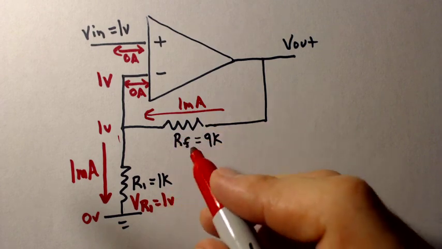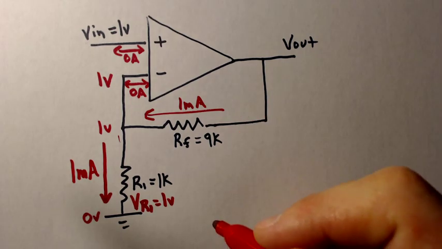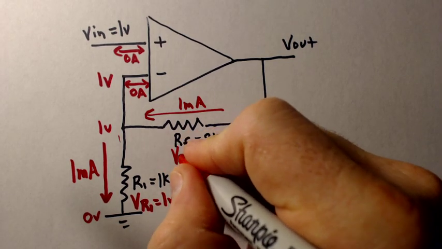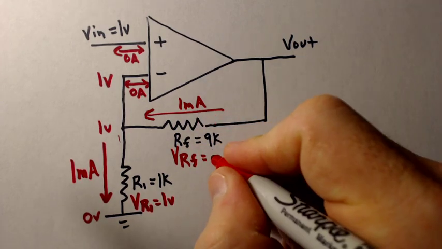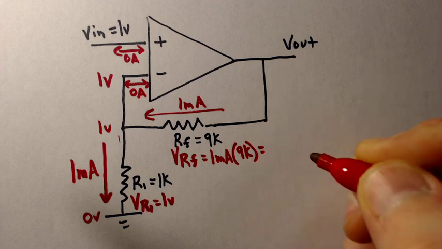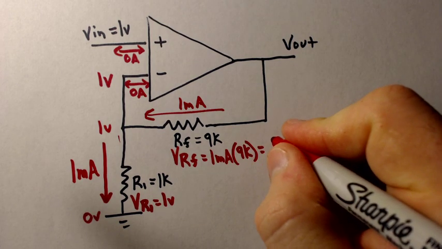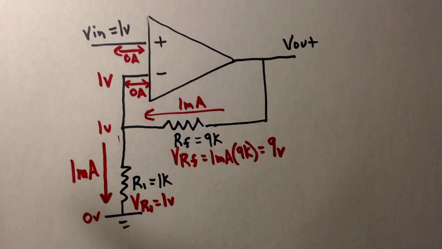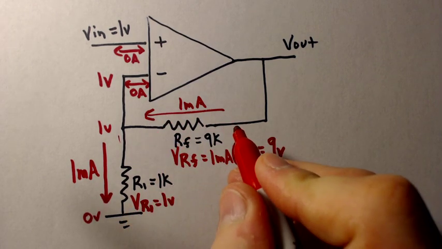Okay, now let's figure out what the voltage drop is across this feedback resistor. We know we have 1 milliamp going through it, and we have 9K. So VRF must be equal to 1 milliamp, or V equals IR, so 1 milliamp times 9K equals what? 9 volts. Alright, so we get a 9 volt drop across this feedback resistor.